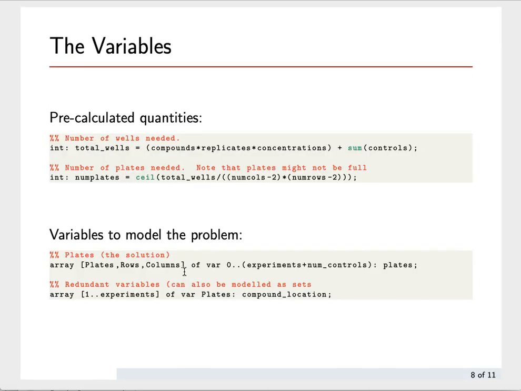So the variables are quite simple. We basically need to account for what kind of experiment or control happens at each well, and we just have matrices that represent the plates. We also have redundant variables here in which we check on which plate is located each experiment, and basically we do this to model more easily some of the constraints.